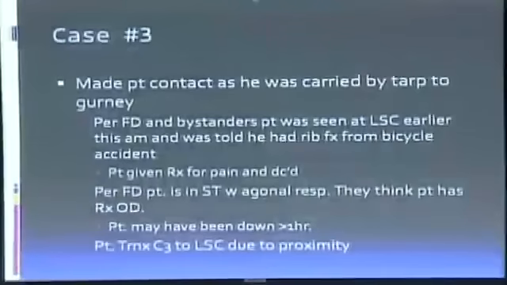Okay. So case number 3, this is from the ambulance crew report. He was being carried by tarp to the gurney. This was a young man, 33, who had been seen at Salmon Creek earlier in the day, had a rib fracture from a bicycle accident. He was given pain medications and discharged from the emergency department. The initial responding crew was concerned for overdose. He was in sinus tachycardia with agonal respirations, last seen normal about 1 hour ago, and he was transported code 3 to Salmon Creek.